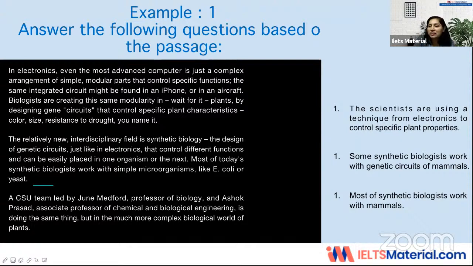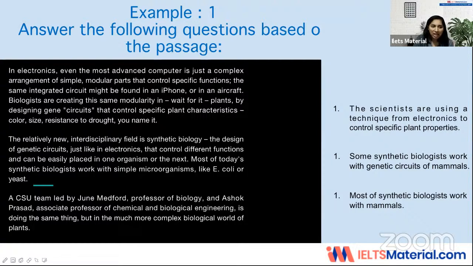Anyone else? So mostly you all have answered true, not given, and false. The majority of the answers are true, not given, and false. And the time is up. Let's check the answers.